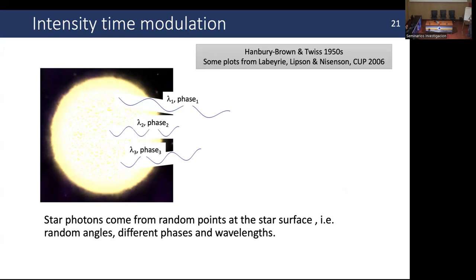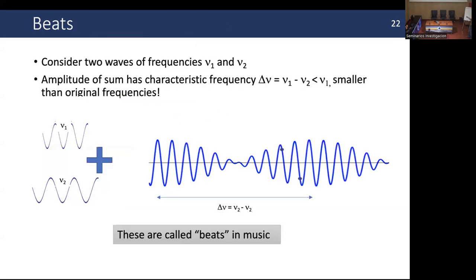by considering that light is not as simple as a sinusoidal wave. In reality, photons come from many points in the sky, in the star, random positions with random phases and random wavelengths. There's a distribution of wavelengths. There's no one single wavelength. Okay. This was already known back in the 1950s, right? And it's very simple to understand, I think, with the concept of beats.